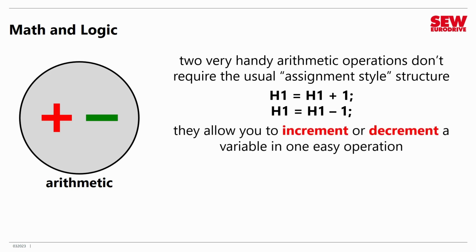These allow you to increment or decrement a variable in one easy operation. You just say H1 plus plus. No spaces in any of that, and don't forget the semicolon. Or H1 minus minus. That's exactly the same thing, so it's a handy little shortcut.